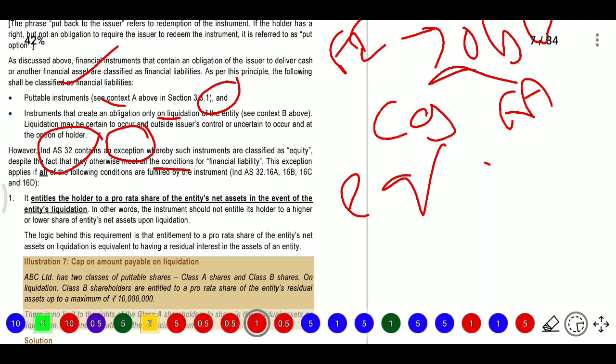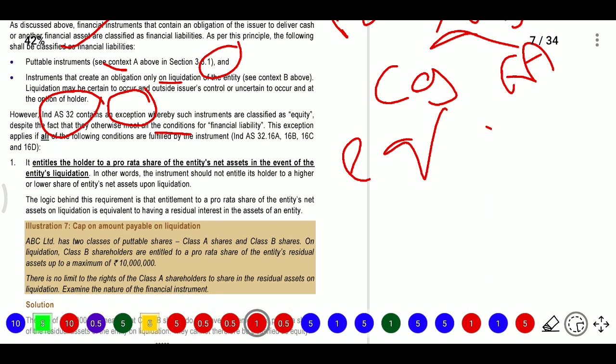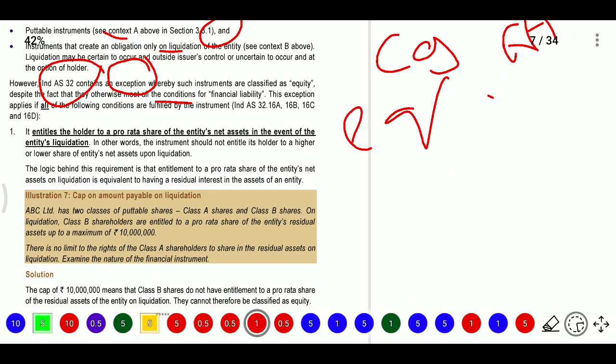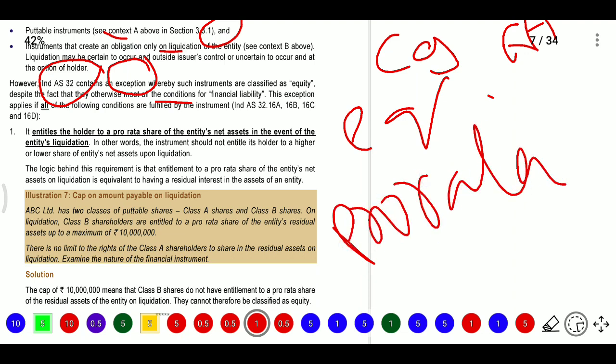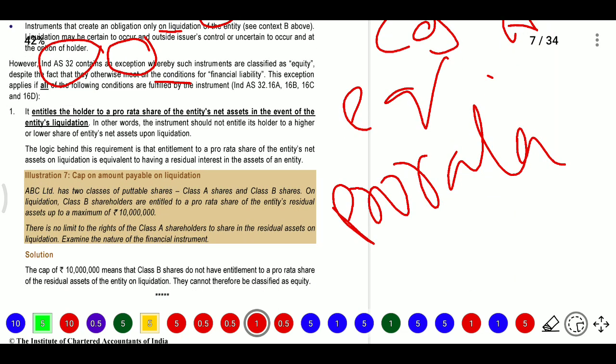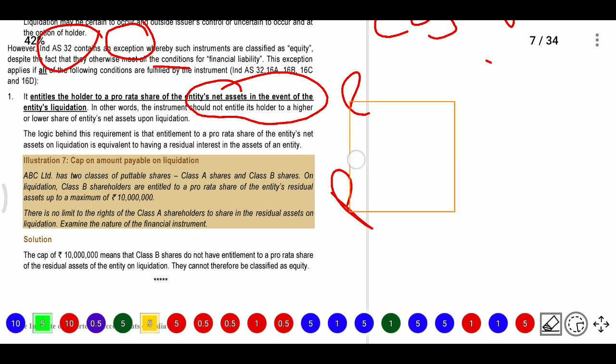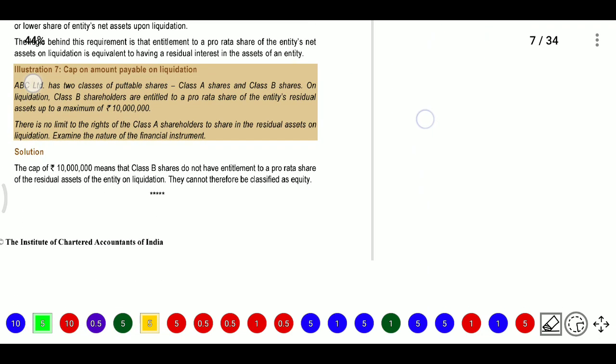These exceptions apply if all the following conditions are fulfilled by the instruments. The holder is entitled to a pro rata share of the entity's net assets in the event of the entity's liquidation. In other words, the instrument does not entitle its holder to a higher or lower share. Here we need to see one example to get some clarity.